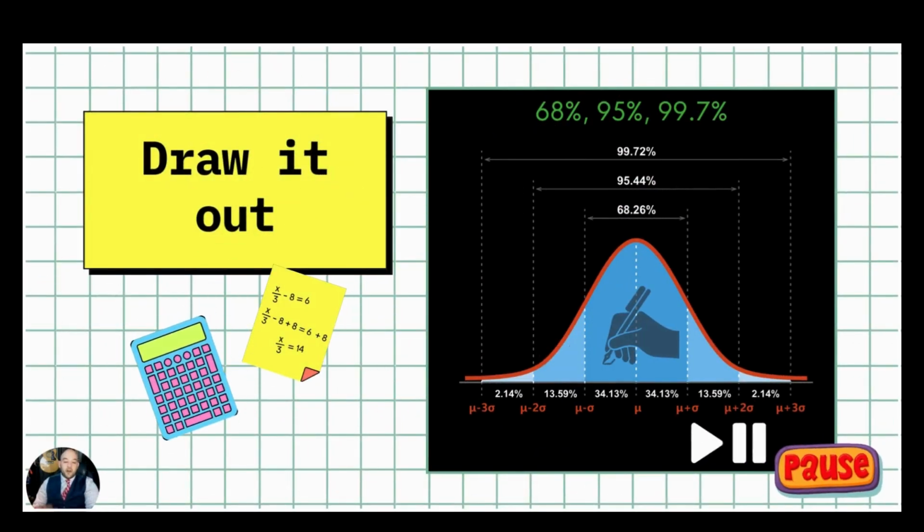So what I want you guys to do is pause the video and draw out this normal distribution. Include the percentages, the mu minus sigma values, and the arrows up top as your tolerance levels throughout the distribution. So go ahead and pause the video now.